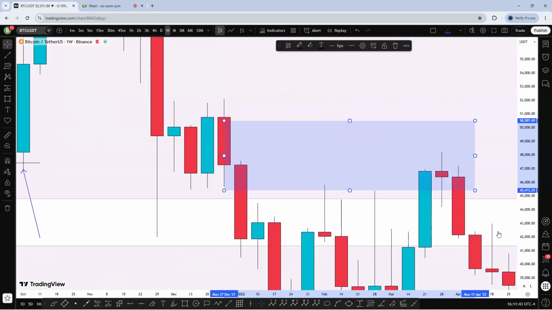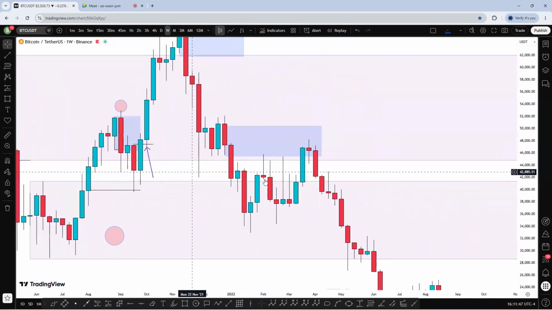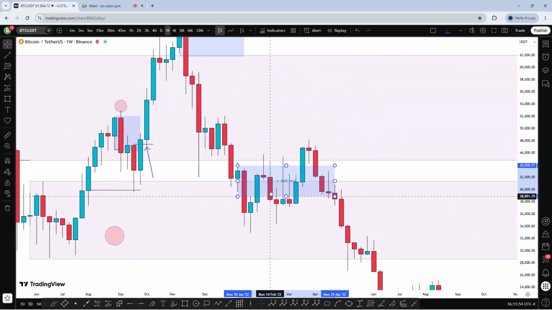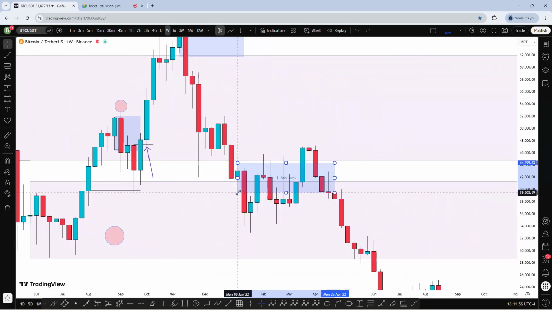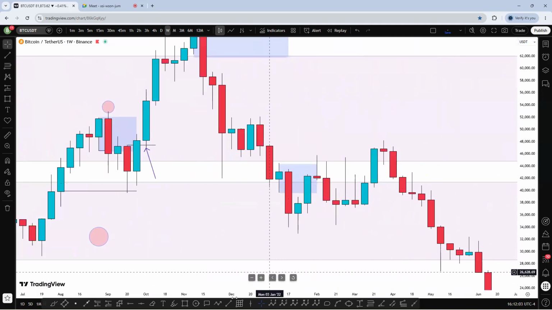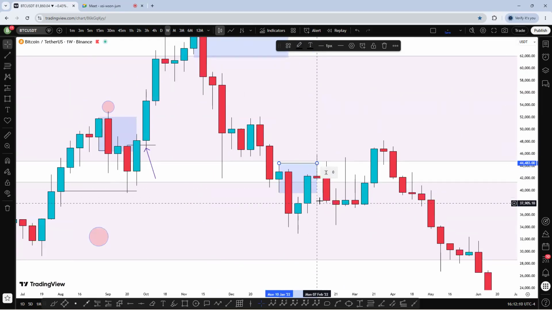Okay, as you can see, this one comes from here. So this is a valid zone. If you start adding liquidity, you understand. Break secondary liquidity. Understand? Okay. But this is going to be respected, as you can see.